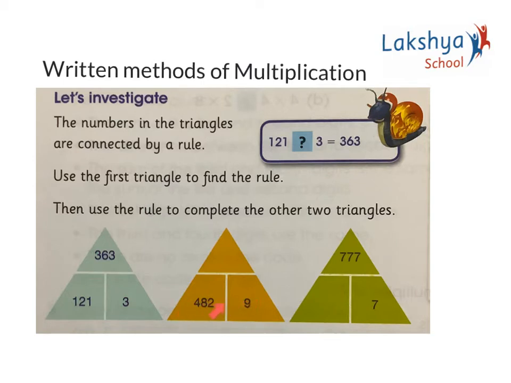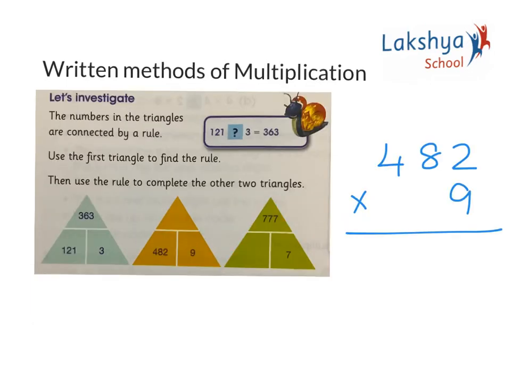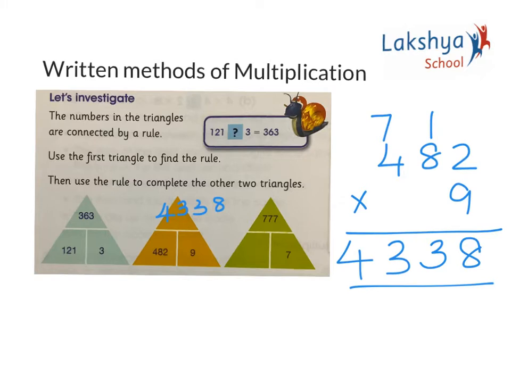We need to multiply these two numbers to get the answer over here. 9 twos are 18, carried over 1. 9 eights are 72, plus 1 is 73. 7 is carried over. 9 fours are 36. 36 plus 7 gives me 43. So the answer is 4338.